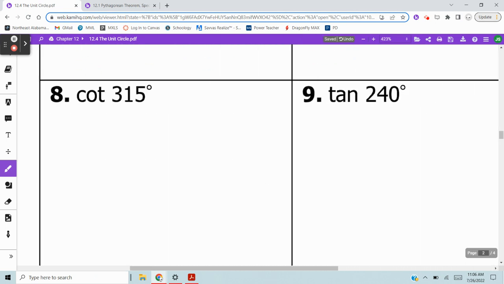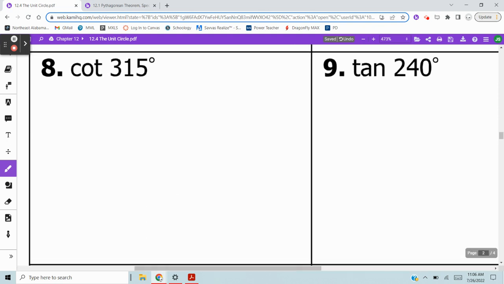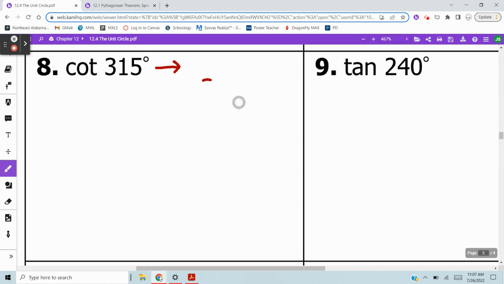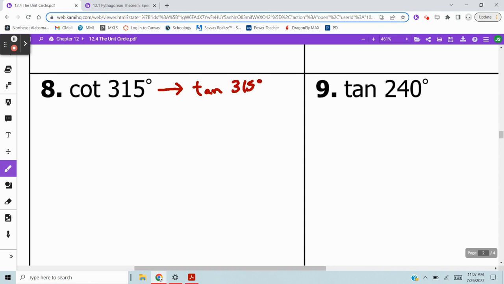Number 8. Now we're dealing with the cotangents, and we'll deal with cosecants and secants as well. But what we're going to do is, in order to find the cotangent, I'm going to come over here and do the tangent of 315. Okay, let's start out with the tangent of 315, and I'll show you why in just a second.